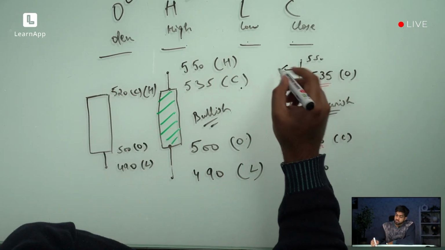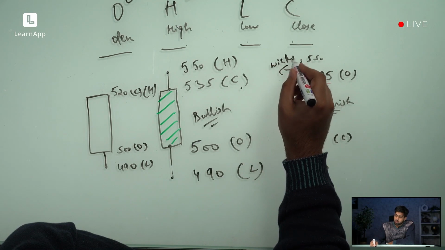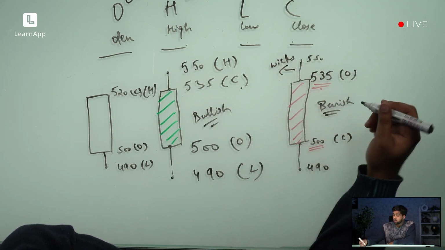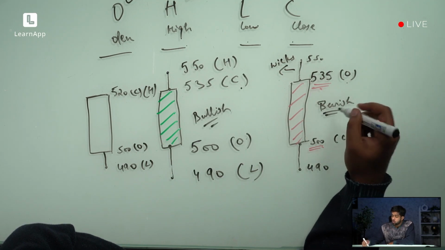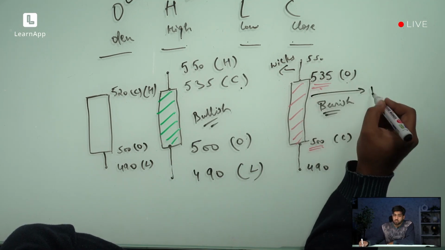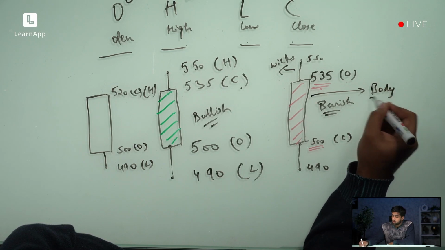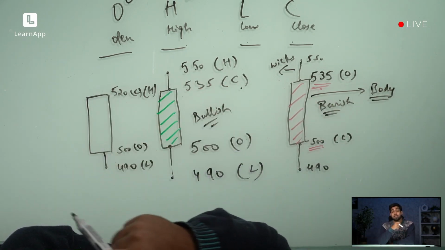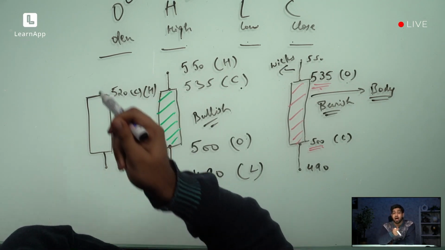These are called wicks, and this, the contained range between open and close, is called the body. So if I say there is no upper wick, it means that the prices already closed at the highest point. There is no upper price rejection.